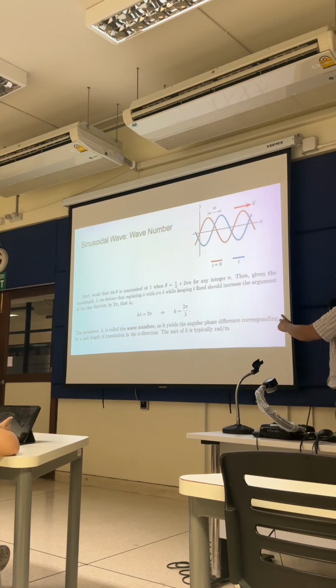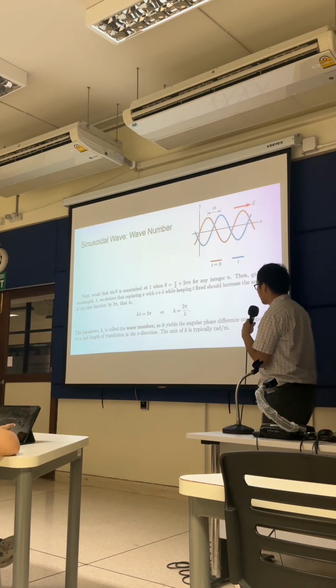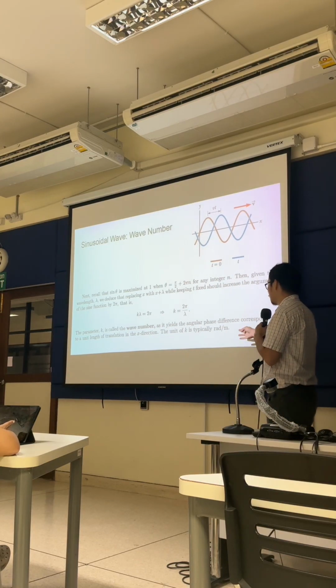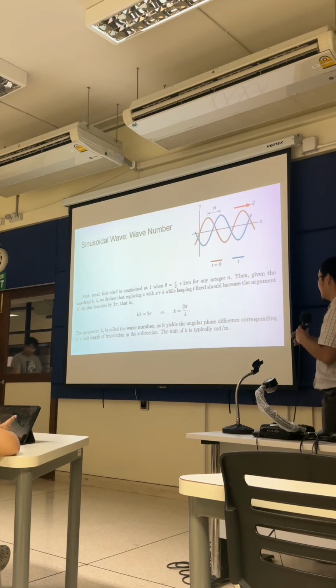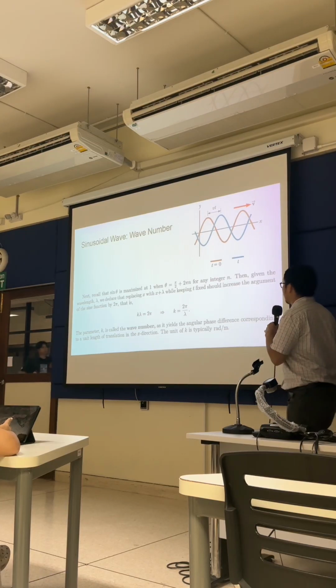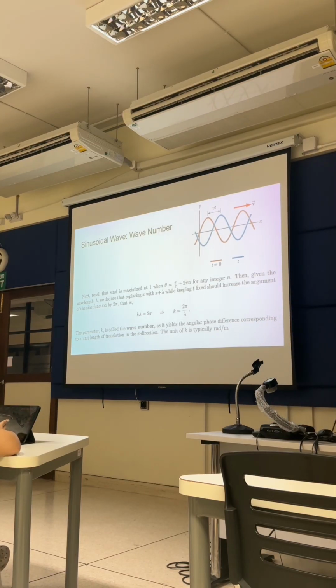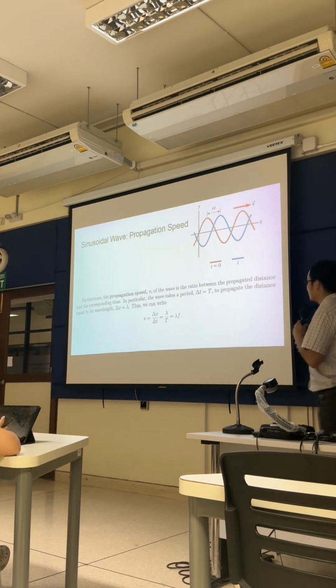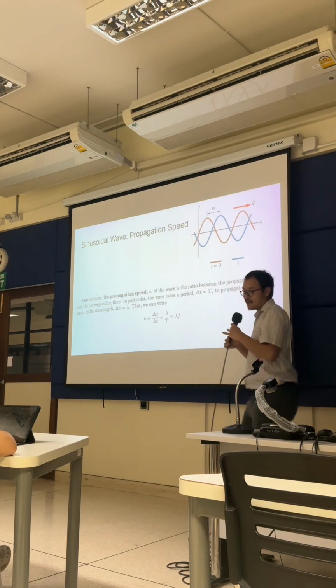The parameter k here is usually called the wave number, and it is usually in units of radians per meter, meaning how much phase difference in radians you acquire by traveling 1 meter within the wave at fixed time, which is a bit challenging, but let's say we could achieve that. Now, with the wave number defined, we can talk about the last parameter, which is the propagation speed v.